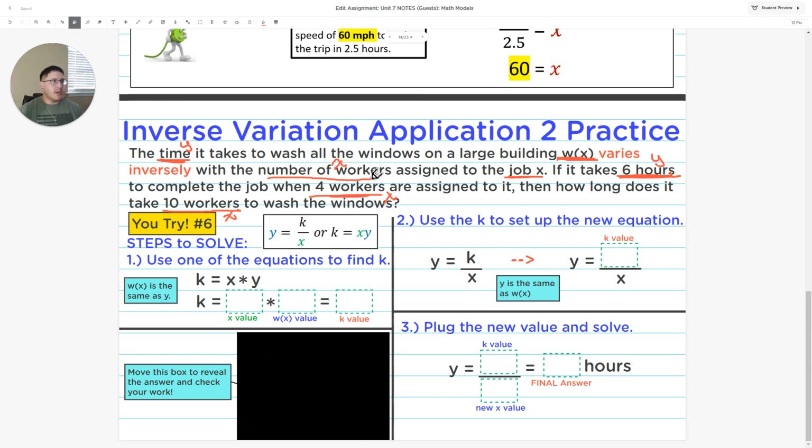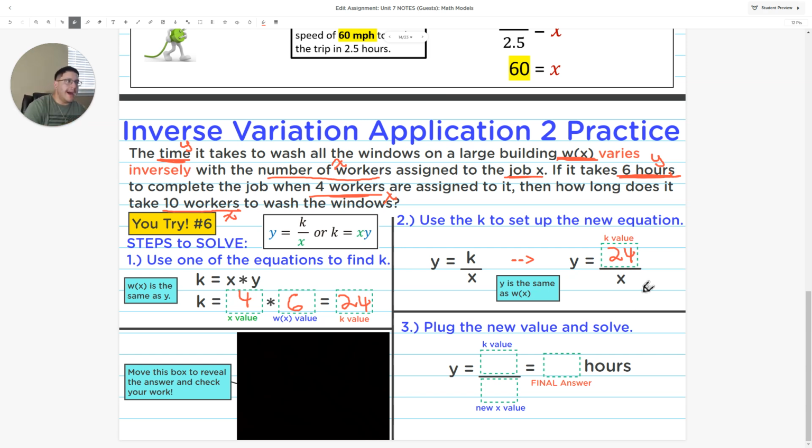What do we do? Well, we know this varies inversely. Therefore, we have 2 different equations. Y equals K divided by X, or K equals X times Y. Let's first find the K value. K equals X times Y. X is the 4. Y is the 6. The first couple numbers that we see. 4 times 6 is 24. Plug this into the other equation. Y equals K over X, and then we have Y equals 24 over X.